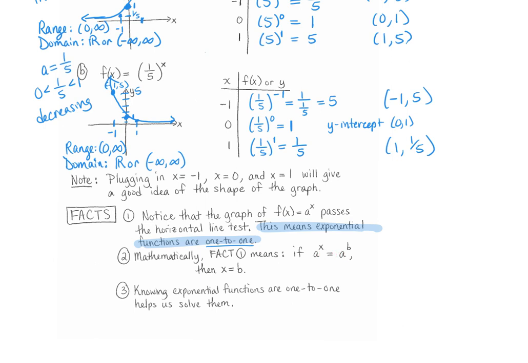They equal each other, but they have to have the same what? Base. Okay? So if two exponential functions are equal to each other and they have the same base, then their exponents are equal. This is because exponential functions are what? One to one. You got it. Okay? This is helpful because knowing exponential functions are one to one helps us solve them.